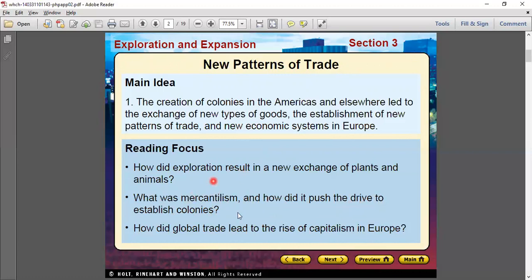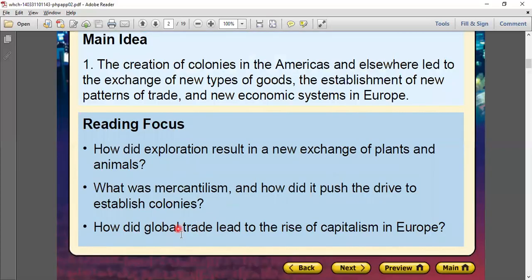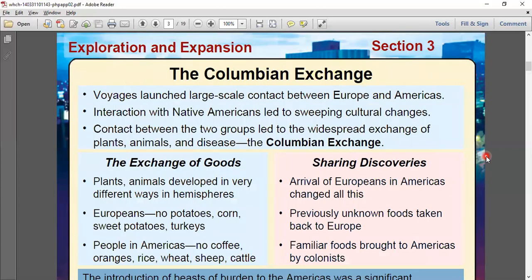So why was mercantilism important to the degree that it was a motive for the Europeans to establish colonies? Finally, we have another question, which is how did global, like international, trade lead to the rise of capitalism? Another term here we need to know in Europe. So let's go forward. We mentioned that the voyages that were launched on a large scale caused this kind of contact between Europe and the Americas.